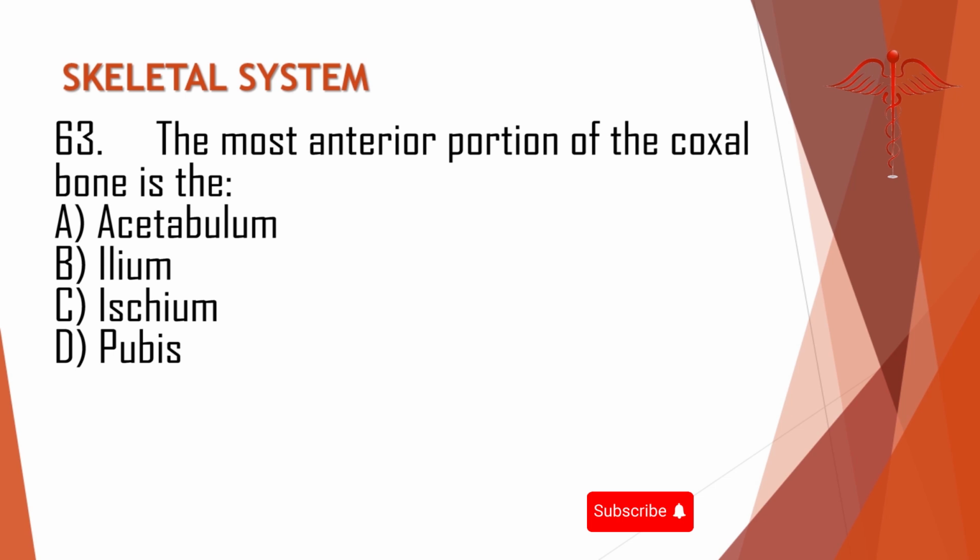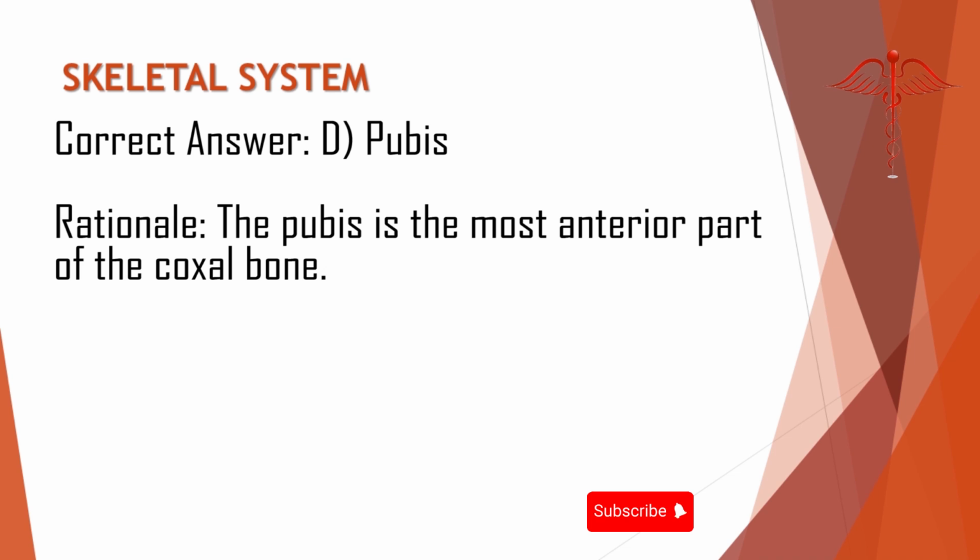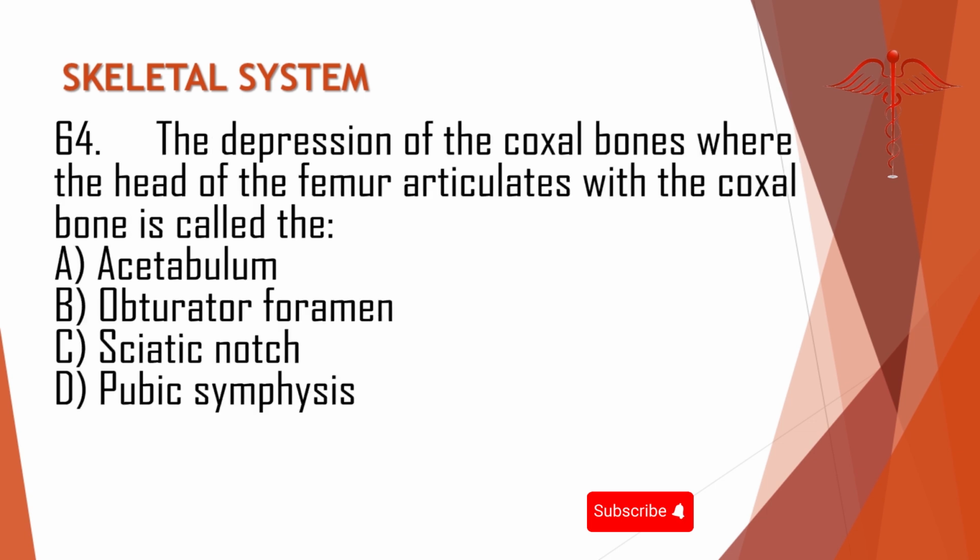63. The most anterior portion of the coxal bone is the A. Acetabulum, B. Ilium, C. Ischium, D. Pubis. Correct answer: D. Pubis. Rationale: the pubis is the most anterior part of the coxal bone.